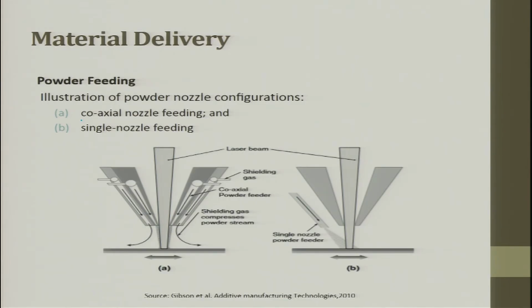So, you can see a coaxial feed, this is coaxial, and B is single nozzle. You can see here these are shielding gases which come, and here are powders which come. Powders can be the same powder, or alloy powder. Whatever it is, you can do it, no issues. So, this is a diagram which talks about coaxial feeding, and this is a single axial nozzle feeding.